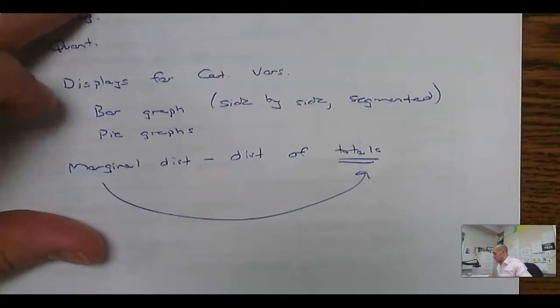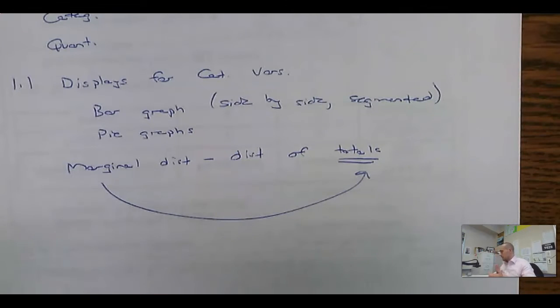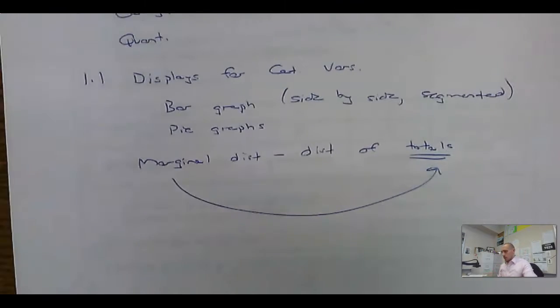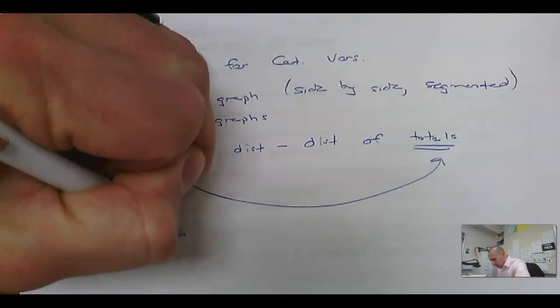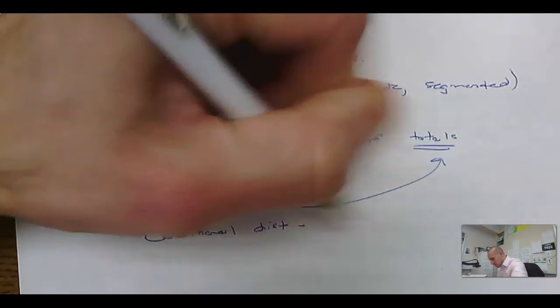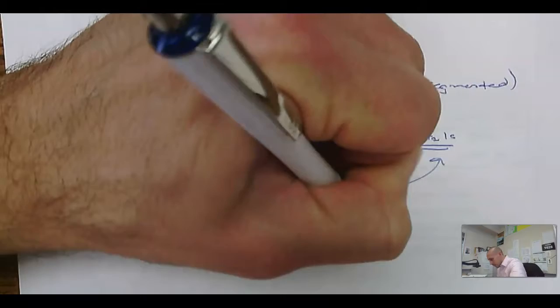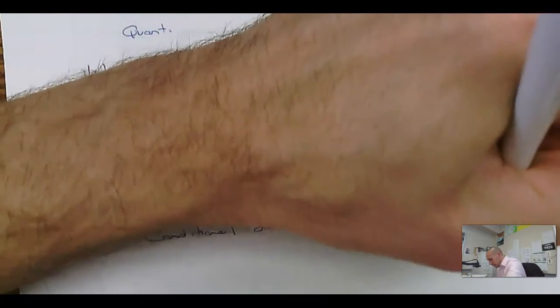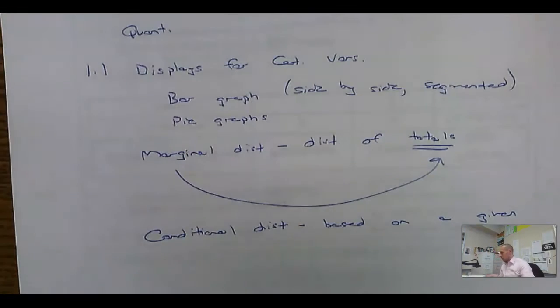Then we moved on to, okay, what happens if we look at a conditional distribution? So the difference is, when we have a conditional distribution, this is based on a given. And what do I mean by that? So let me show you this table again.